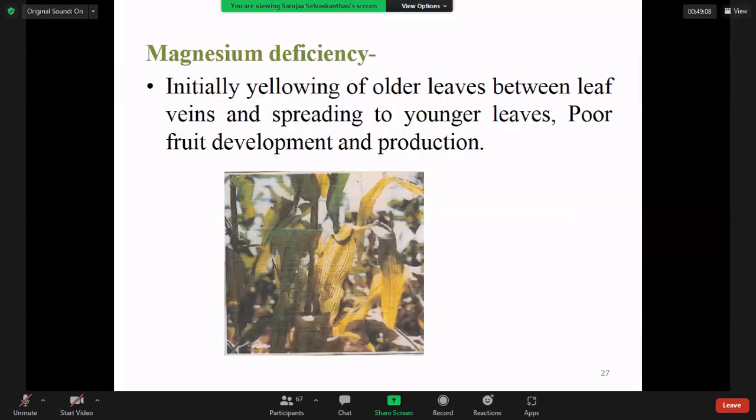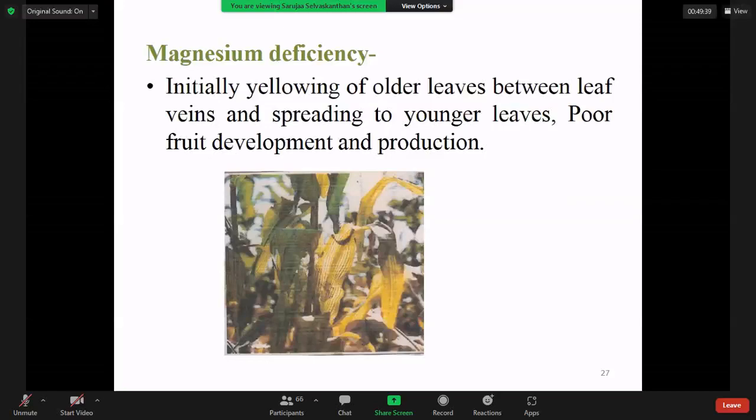Okay, initially you can see the yellowing between the veins. Okay, here in this picture you can see these are the veins. These are like marked lines, veins. In between these veins you can see the yellowing. Okay, and with this nutrient deficiency, there will be poor fruit development and production will be less.